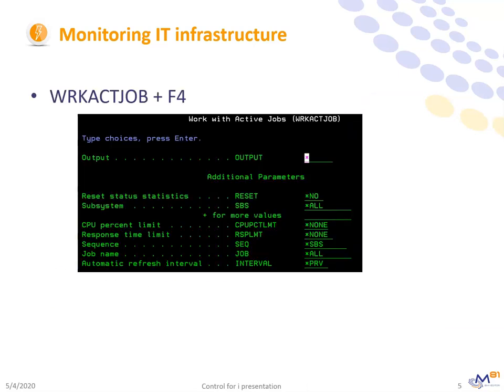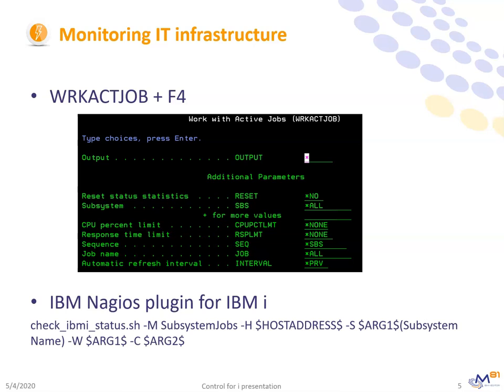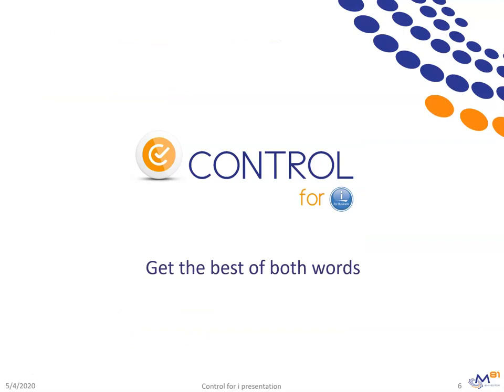Here is an example with the work active job command. An IBM specialist is used to work with that kind of command. When you press F4, you get every available parameter with the list of values and help. On Linux, the command looks like this. You have to look for the list of parameters by yourself. And it's not very hard to use, but it's completely different. That's where Control4i can help, by taking the best part of both worlds and having them work together.